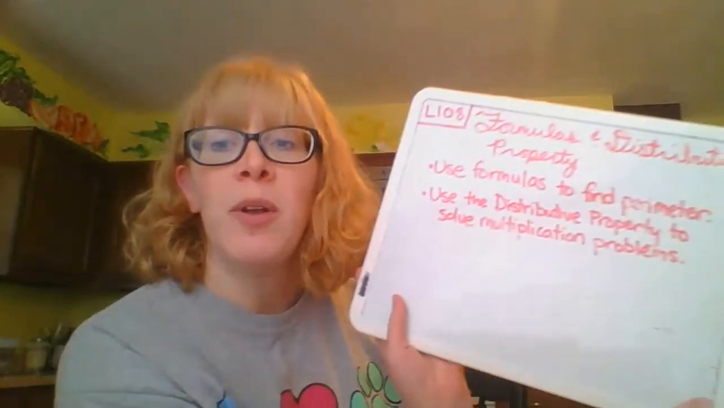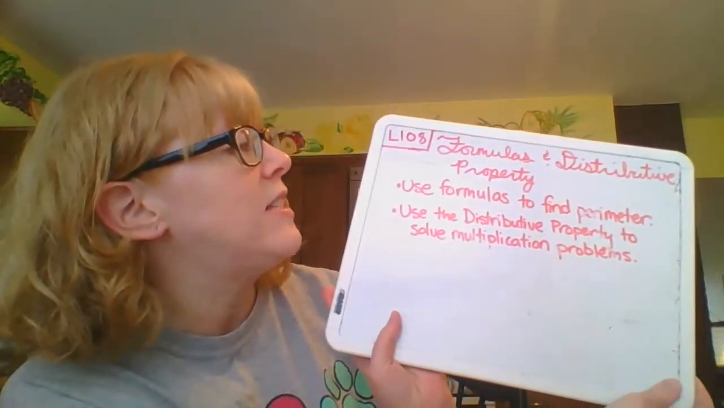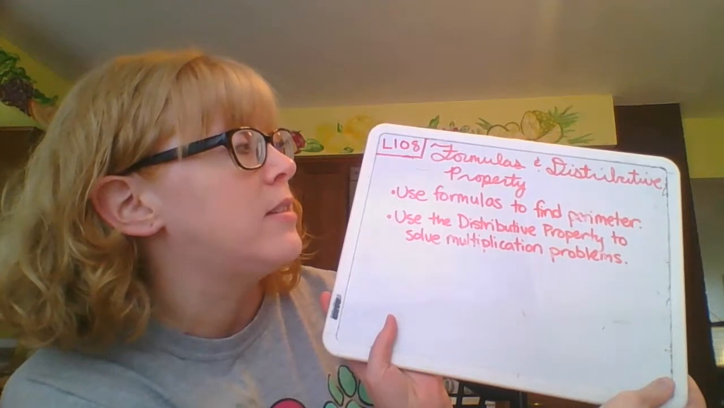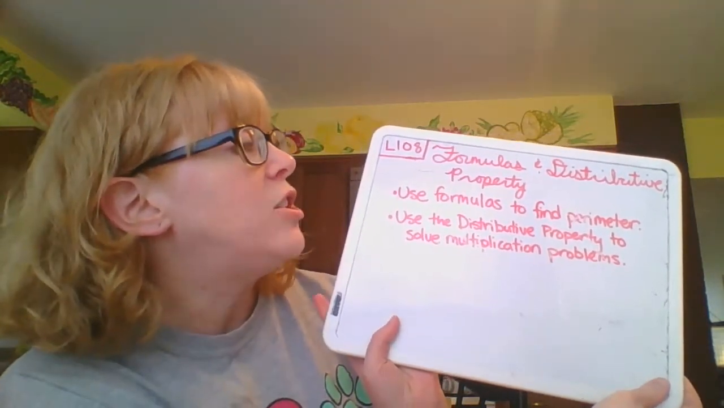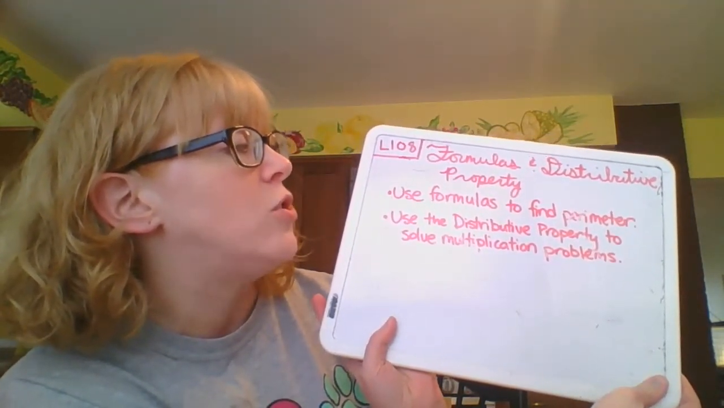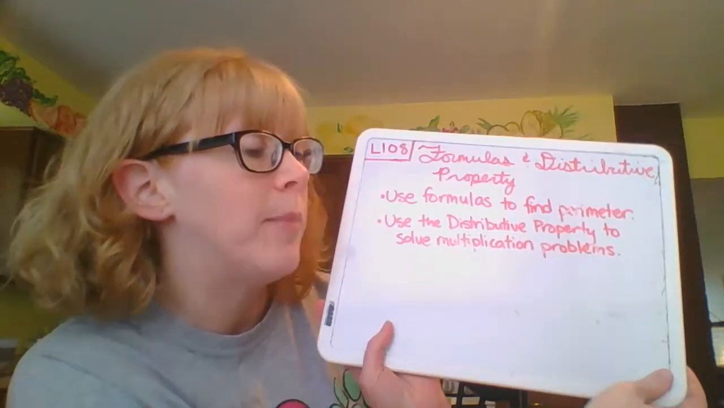Hi, third grade. Today we are going to be going over lesson 108 for our math instructional video, which is on formulas and distributive property. Our objectives today are to use formulas to find perimeter and to use the distributive property to solve multiplication problems.